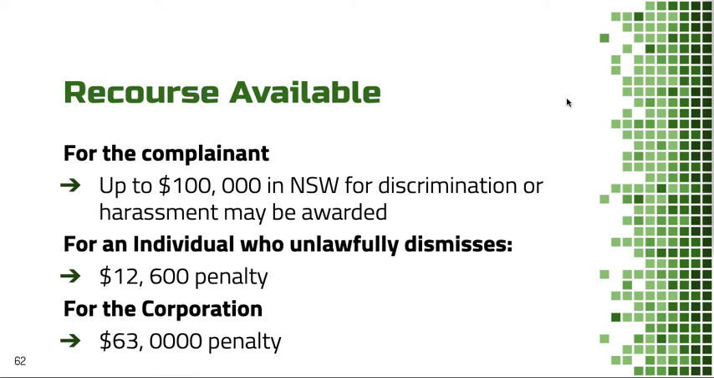On the flip side, if you are the company and you're an individual who has fired someone from their job, or you've harassed someone in their job and it was unlawful, there is a penalty for you individually of $12,600. And your company then has to pay a penalty of $63,000. Okay? Just seeing on the slide there, it doesn't say 63,000, it has an extra zero. It's definitely $63,000. Okay, so these are some of the financial penalties associated with those laws that we've been speaking through: the Equal Employment Opportunity and the Anti-Discrimination Act.